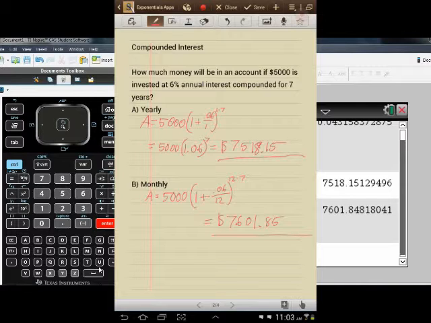Something you should notice, because we're doing it every year, or every month this time, and then we're earning interest on that interest. It happens a little more often. We get a little more money this way. It's also why credit cards do it every month, so that way they can charge you a little more money.